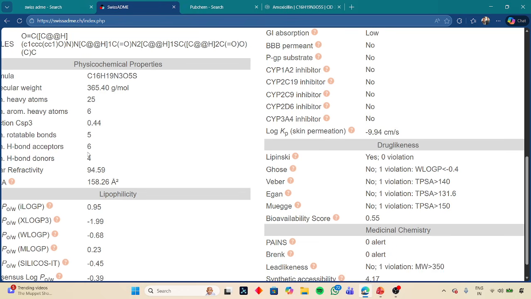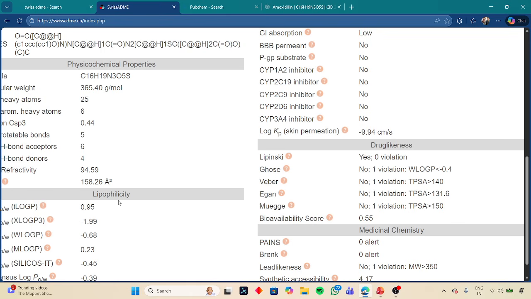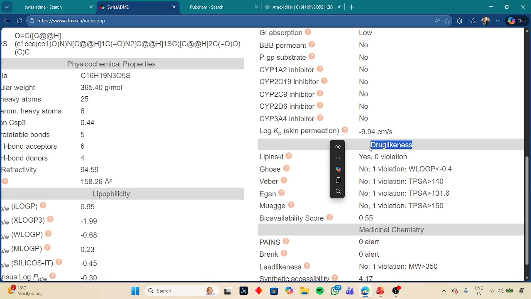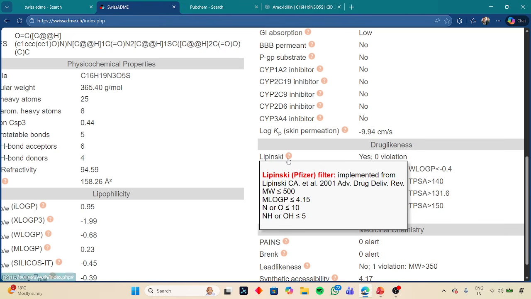TPSA, then donor, acceptor, then the molecular weight, and the log P value. All those things are under acceptable range. So this moiety has the drug-likeness parameters. It is not violating any Lipinski rule. So it is following the Lipinski rule, and this rule is also called the Pfizer filter because it is used by the company Pfizer.